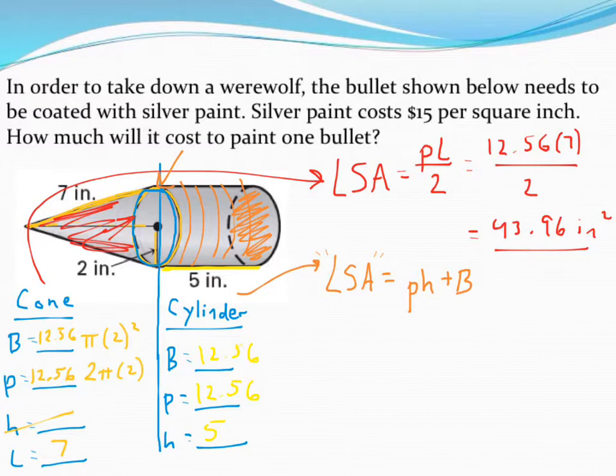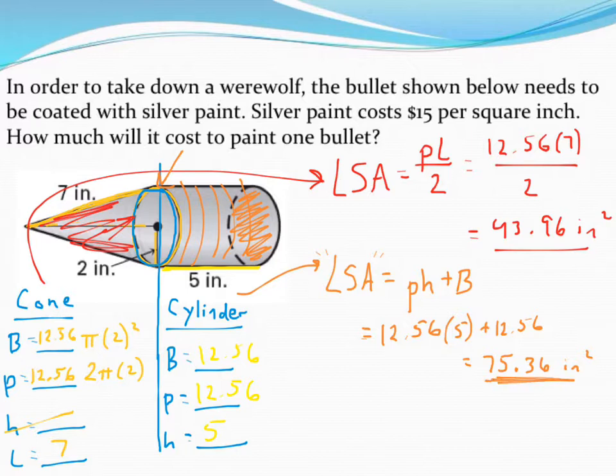So once again, plugging in those values and using a calculator, I'm going to get 12.56 for my perimeter of the base. Multiply that by the height of 5. And then add on just 1 base because only 1 base is exposed. And that gets me a surface area for the cylinder piece of this to be 75.36 inches squared.